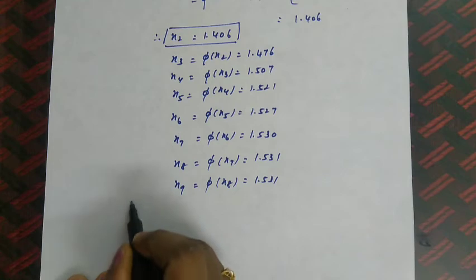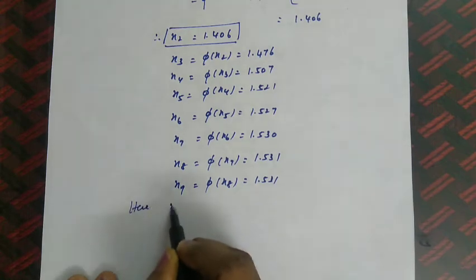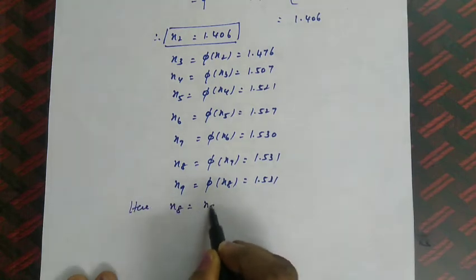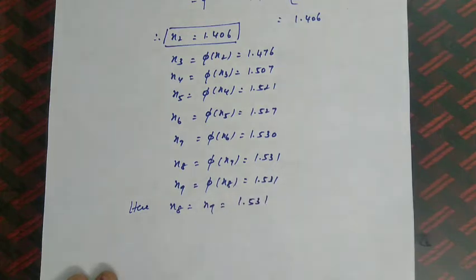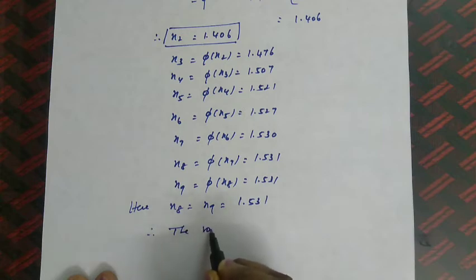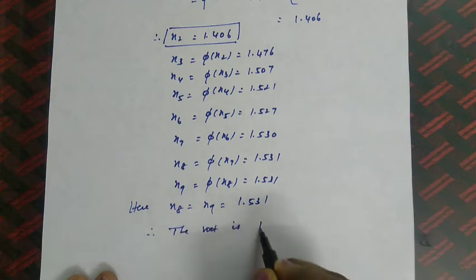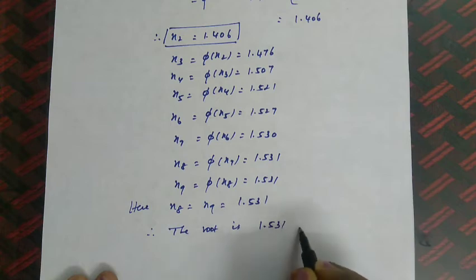Therefore, here x8 and x9 are equal to 1.531. Therefore the required root is 1.531. So, this is the required root for the given equation. So, this is the procedure under fixed point iteration.